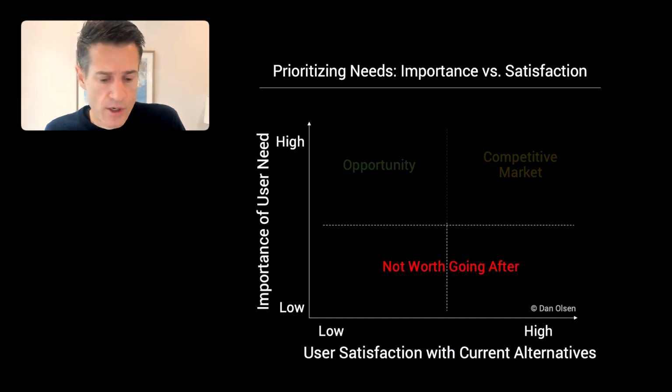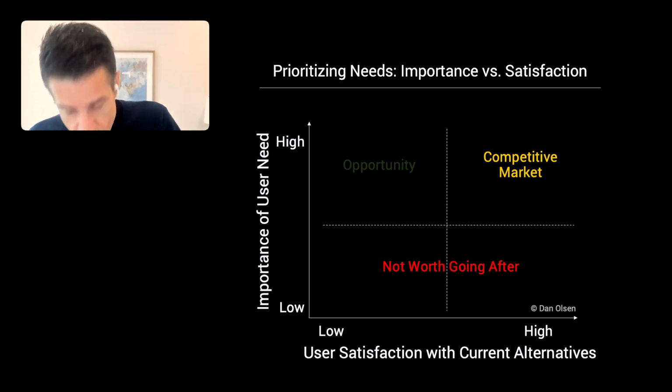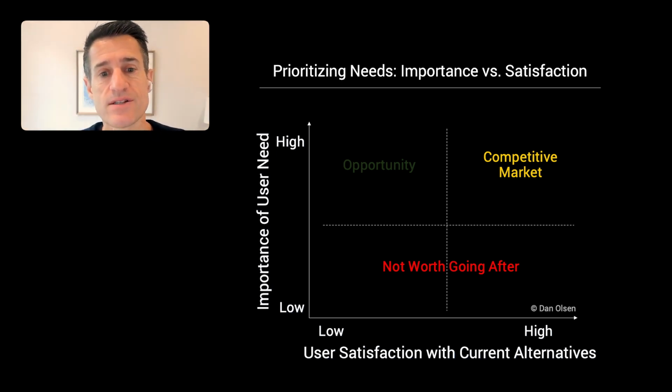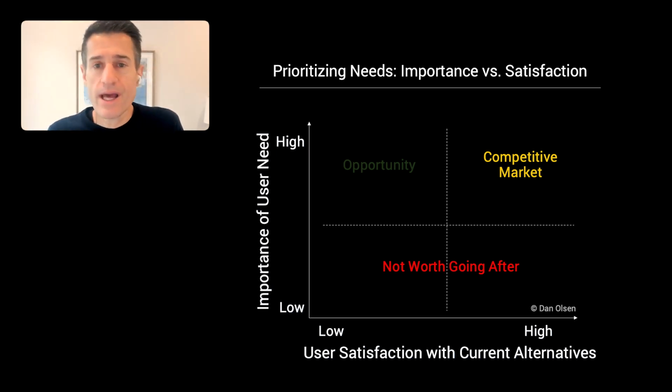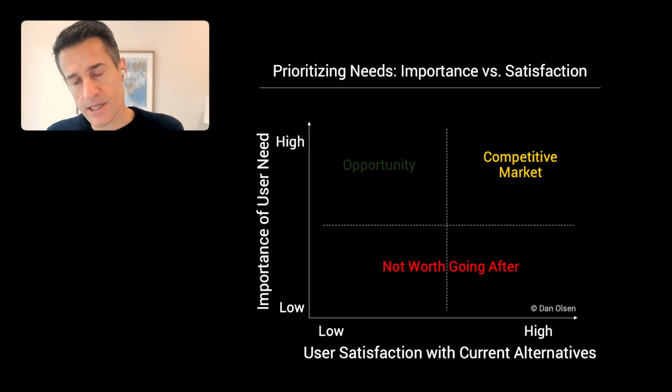And then the other 2 interesting quadrants are high importance, high satisfaction. So high importance is better than low importance, but it's high satisfaction. So people are telling you, yeah, it's an important need, but I already have a solution that I'm happy with. That's a really tough quadrant to compete in. That's basically a competitive market. And that's where you kind of need some breakthrough disruptive innovation, right? You hear people say you need to be 10x better than the competition. That's where you need to be 10x better.